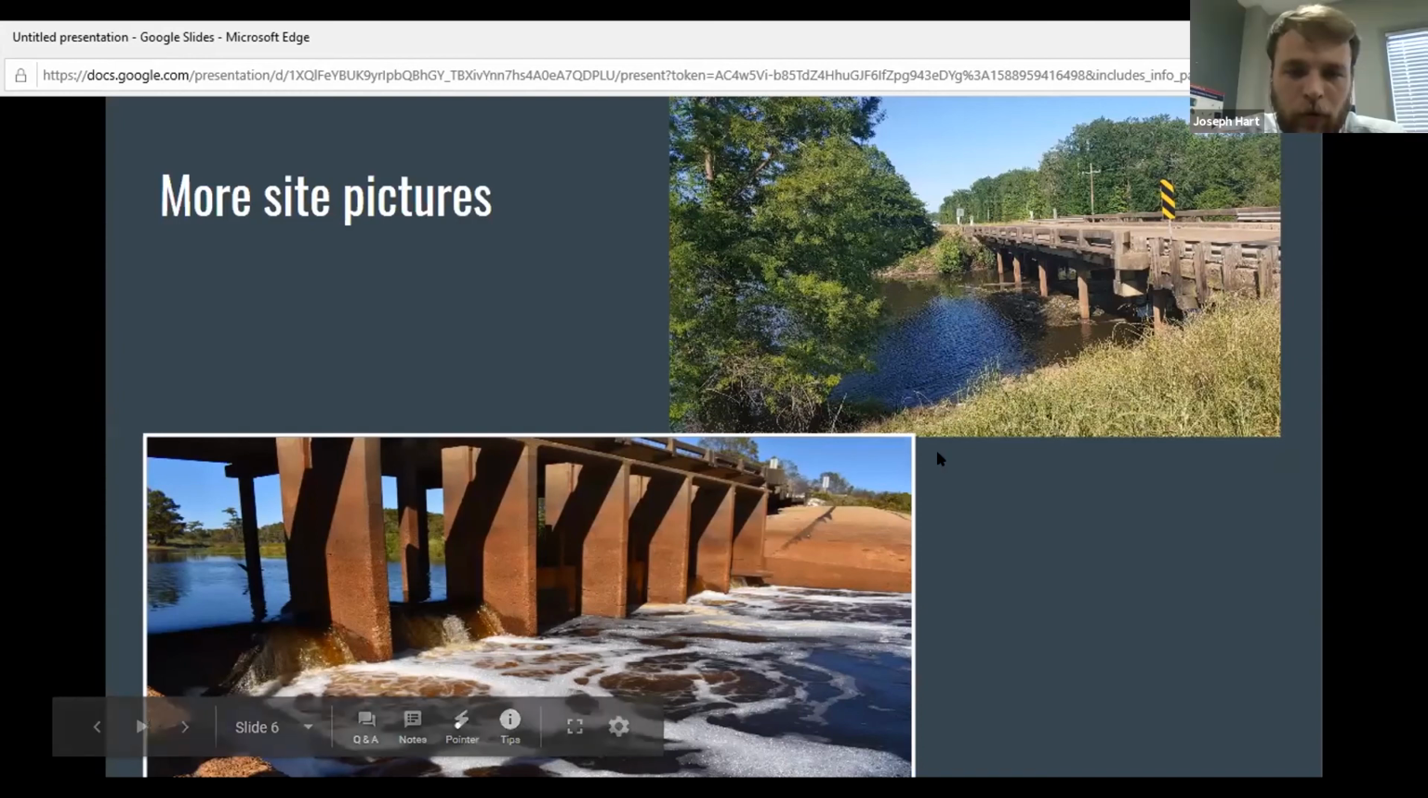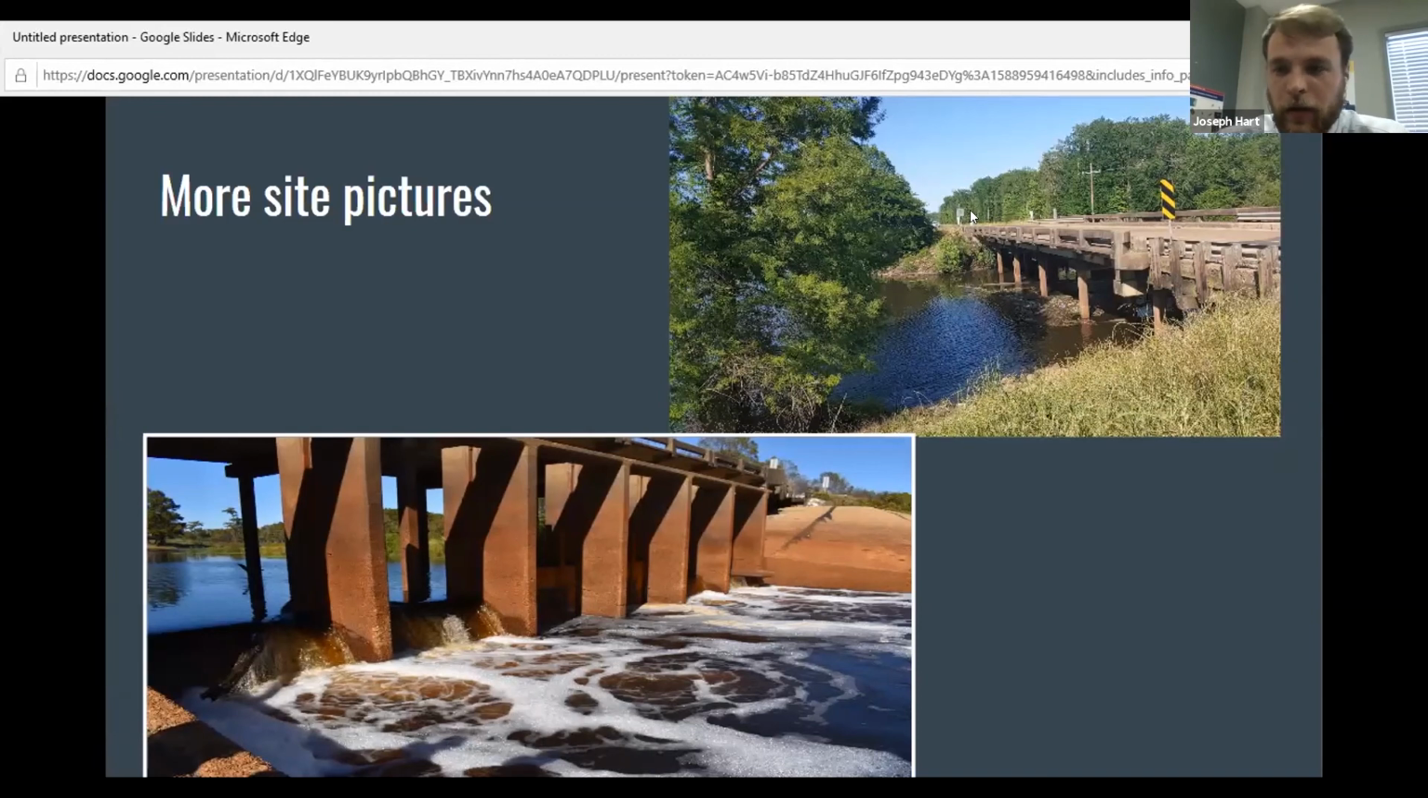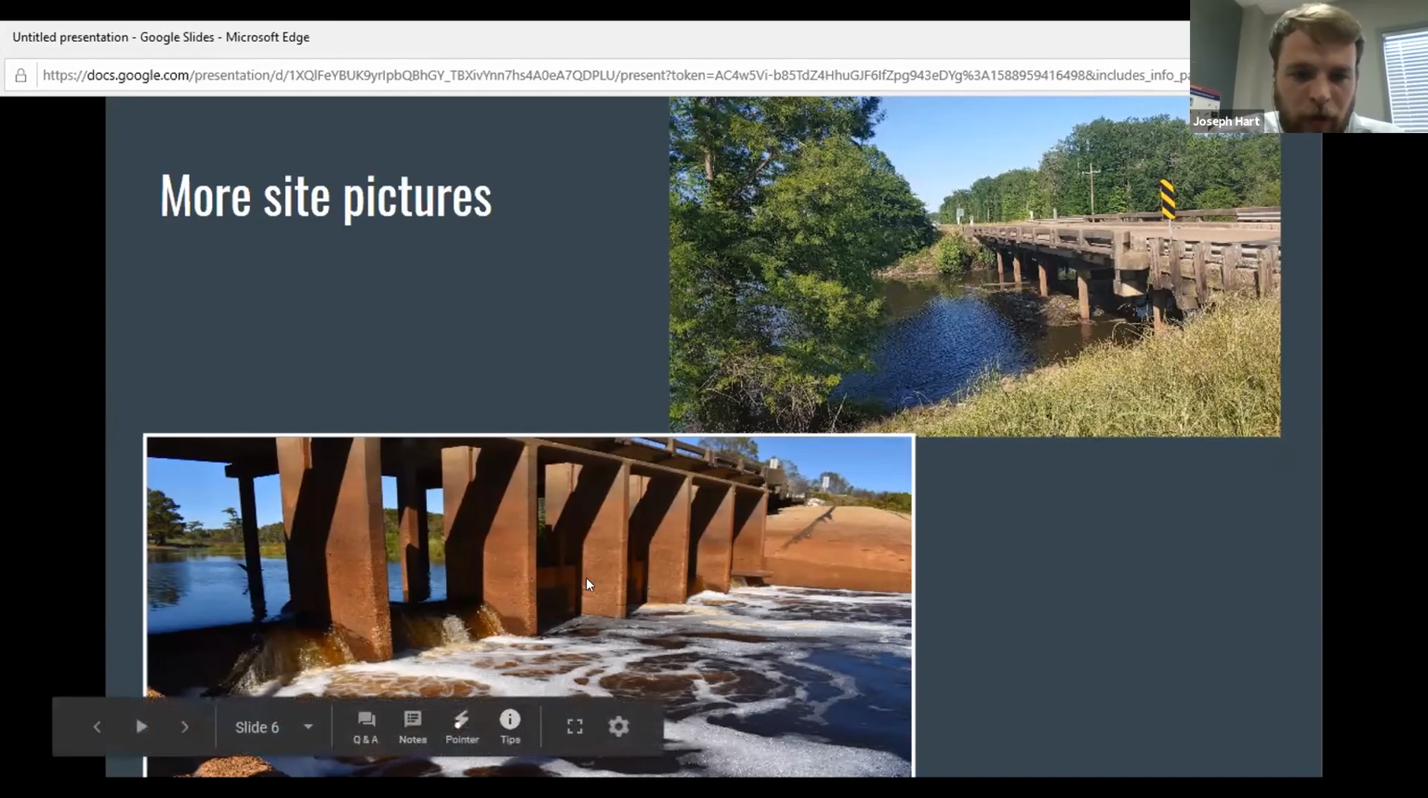So here's a couple more site pictures. To the top right is a view of the bridge from the southwest, looking to the northeast. This would be the lake side of the bridge right now, and you can see there's some trash starting to build up behind this. On the bottom left is the current flood control structure there.